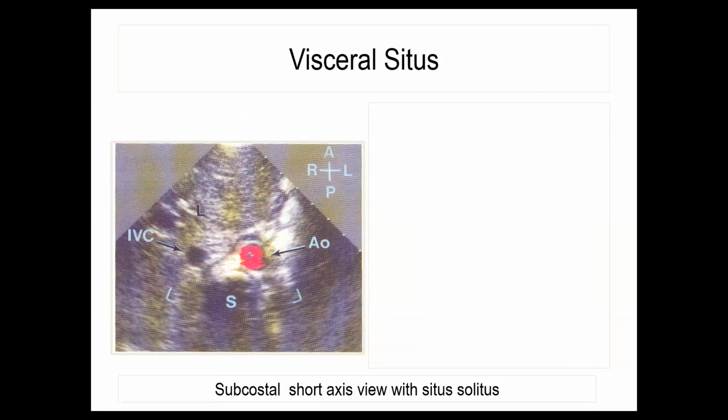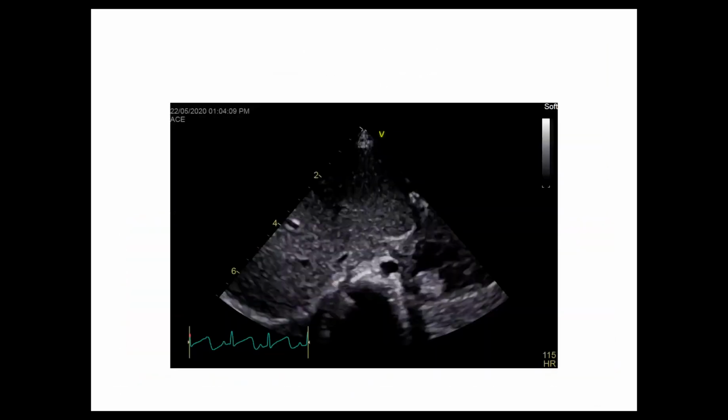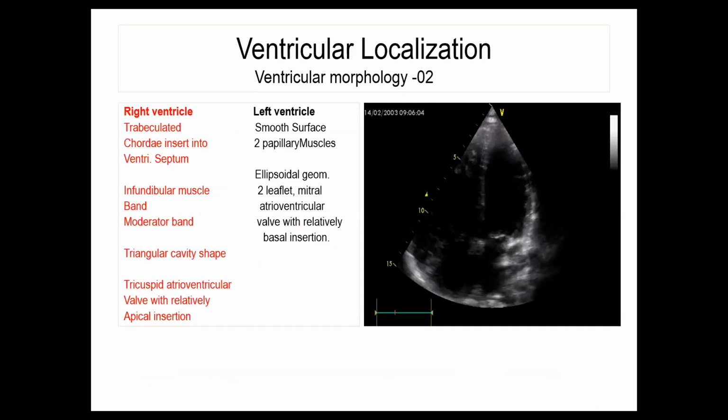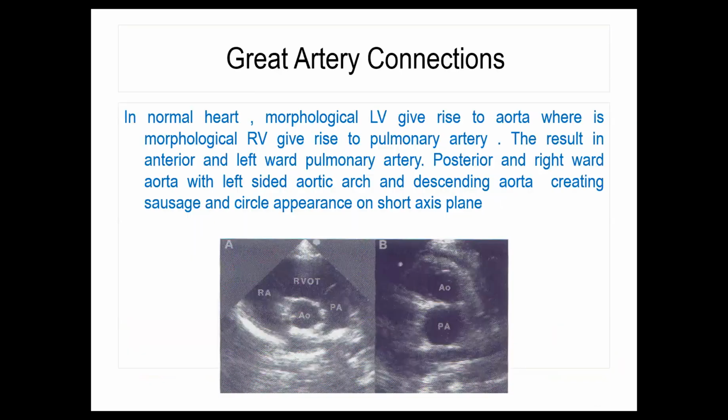Any next question? Yes, sir. Sir, in transposition of great arteries, we were talking about when we go to short axis view, we'll see two parallel vessels. Correct. And the one which is bifurcating, that is the pulmonary artery. So how, from that view, do we modify to see the bifurcation?